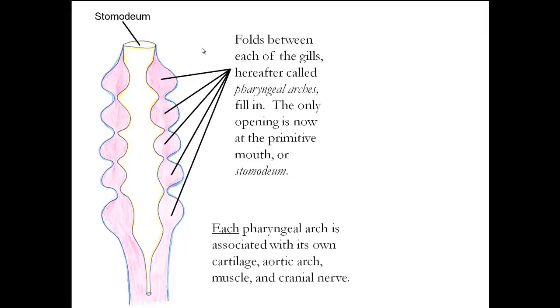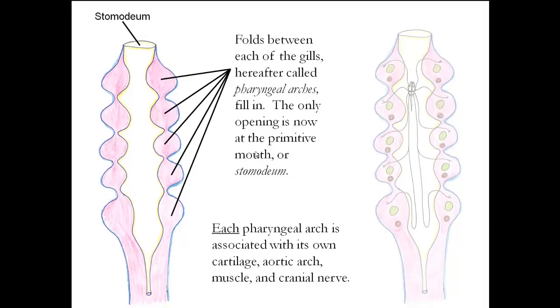And each one of these pharyngeal arches has the same stuff that we'd expect the gills to have: a cartilage, an aortic arch, a muscle, and a cranial nerve. So that's what we're looking at right here. Now, I apologize for making the brain and spinal cord smaller in the mammal than the fish. That was artistic license, or laziness, but I think you get the point of cranial nerve, cartilage, arch, and muscle in each one of these pharyngeal arches.